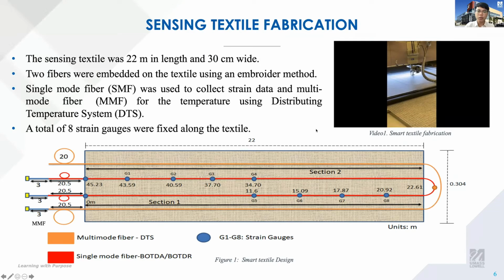Here, I will introduce how we fabricate the sensing textile. As shown in Figure 1, the red U-shaped line indicates the single-mode fiber to collect strain data. The orange line is the multimode fiber connected to a distributed temperature sensing machine as temperature reference. And 8 strain gauges were fixed along the textile to verify strain data.